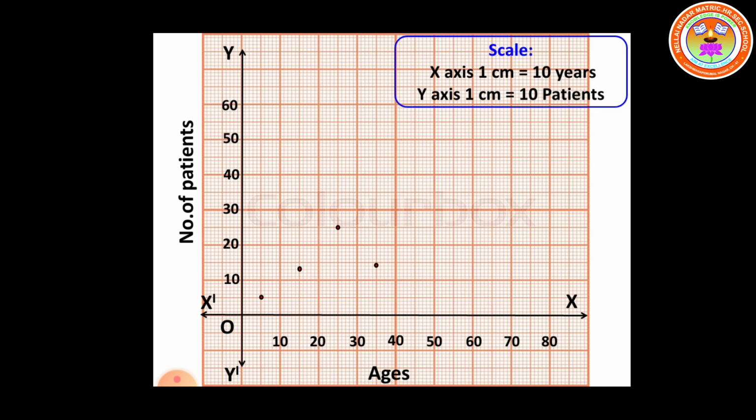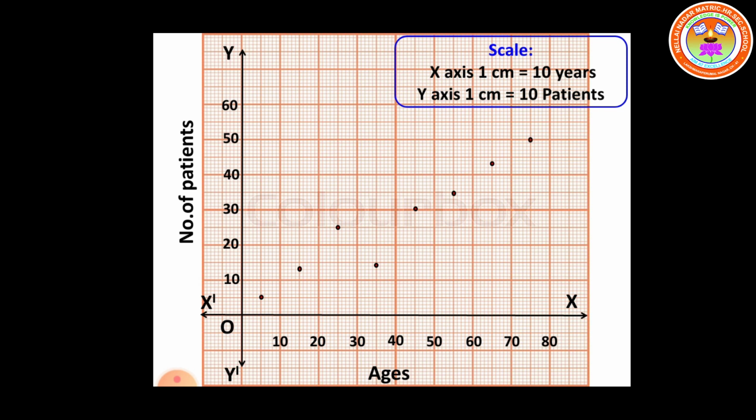Next class interval 40 to 50 has the frequency 30 and the midpoint 45. So we mark (45, 30). Next class interval 50 to 60 has the midpoint 55 and the frequency 35. So we mark (55, 35). Next class interval 60 to 70 has the midpoint 65 and the frequency 43. So we mark the point (65, 43). Next class interval 70 to 80 has the midpoint 75 and the frequency 50. So we mark the point (75, 50).